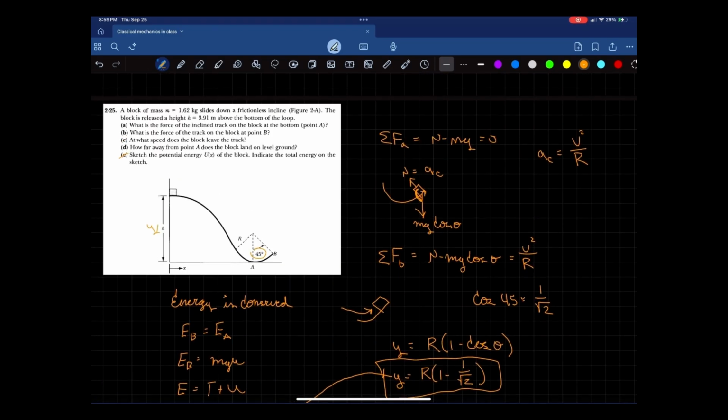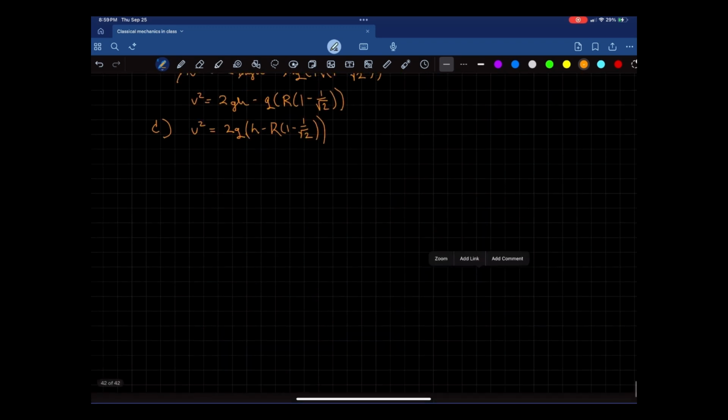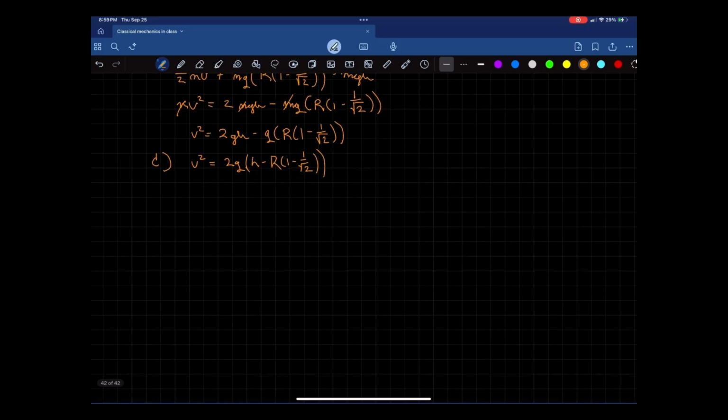How far away from point A does the block land on level ground? This one's fun because it honestly just becomes a projectile motion problem. So we can just basically set up our equations of motion. We have m x double dot equals 0, which gives us x double dot equals 0. Integrating one time, we get x dot equals a constant. And then our constant is just basically, since x dot is equal to v, we would just get v.